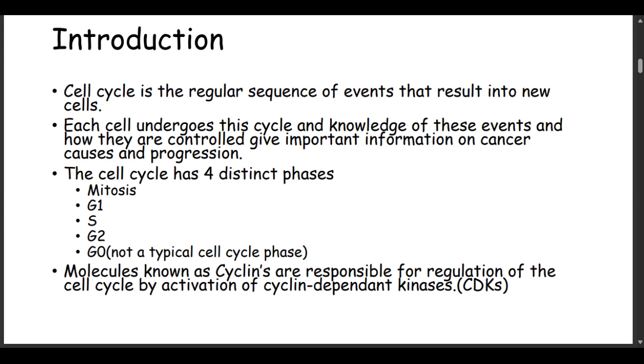So the cell cycle in a nutshell has basically four distinct phases, which are mitosis, G1, S phase, and G2 phase. Then there's also another phase which is not a typical cell cycle phase, known as G0, and we'll explore why it's not a typical cell cycle phase.